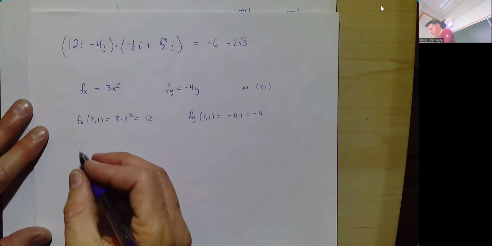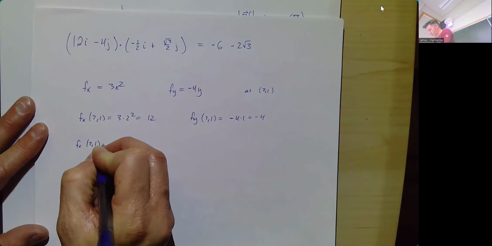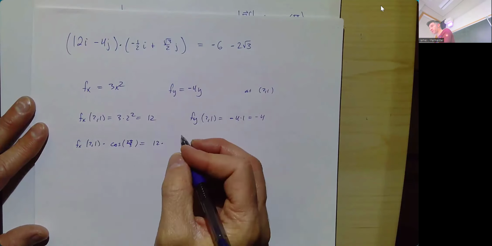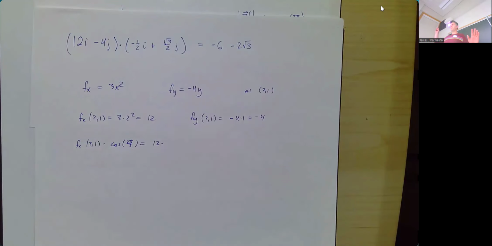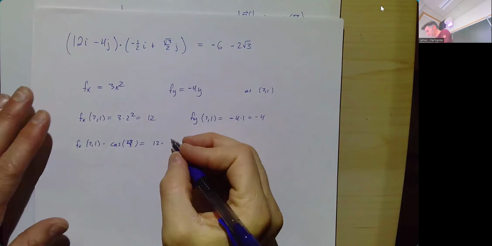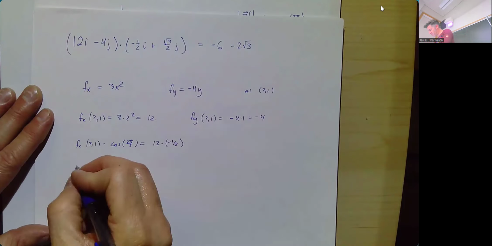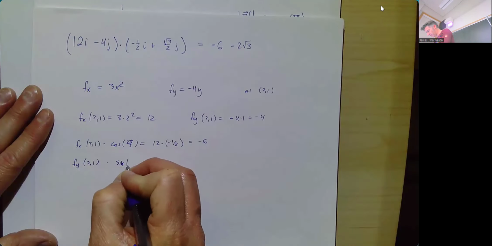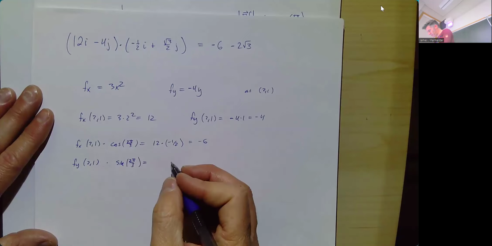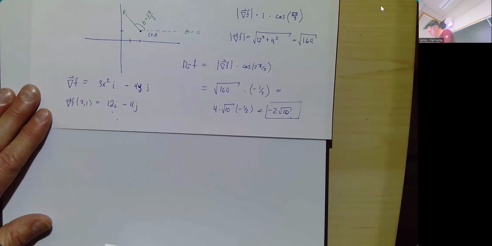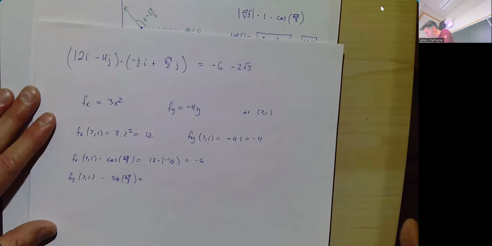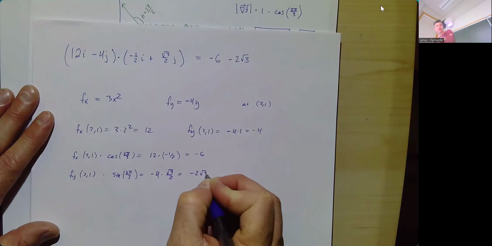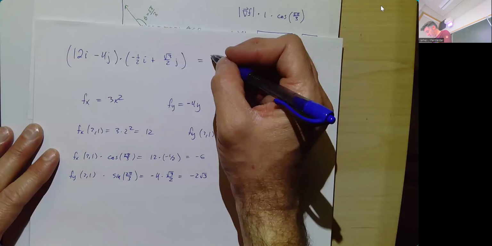Right, so our fx at 2, 1 times cosine of 2 pi over 3, that's going to be 12 times, I got my cosine right? Cosine of 2 pi over 3 is definitely -1/2, which is going to be -6. And fy at 2, 1 times sine of 2 pi over 3. Sine of 2 pi over 3 is definitely root 3 over 2. So it's, oh. No, I thought I found a mistake. I was very excited for a second. -4 times root 3 over 2, which is just -2 root 3. And then you add them together, right? So it looks like this answer is correct.